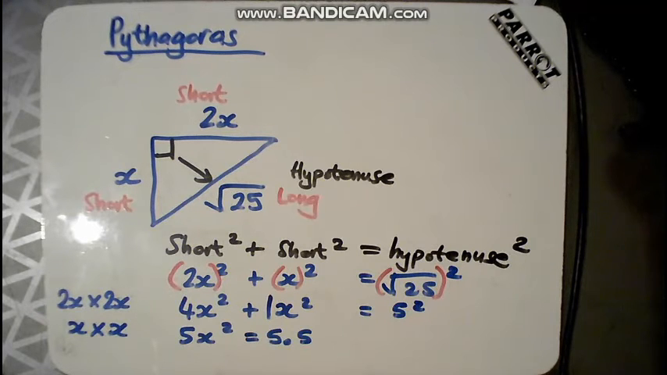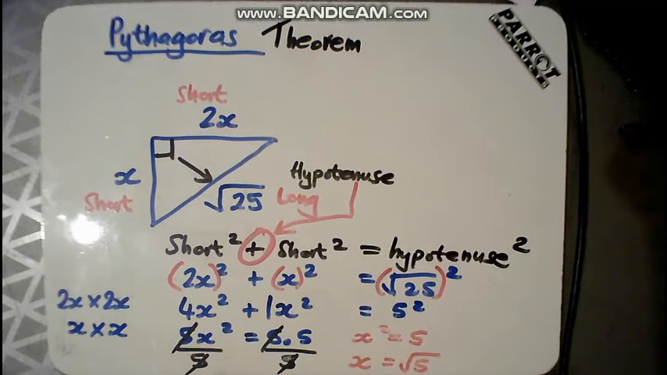4x squared plus 1x squared will give me 5x squared. Notice that 5 squared is 5 times 5. We can then divide both sides by 5. We're left with x squared is equal to 5. x is equal to the square root of 5. Then put the square root of 5 on your calculator and you can get the answer. That is Pythagoras Theorem.